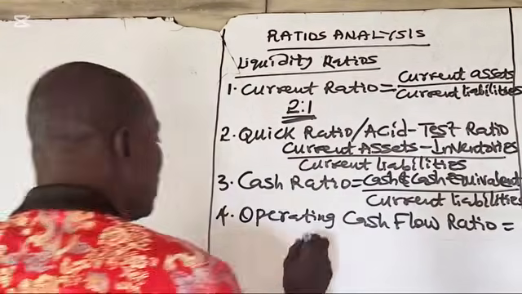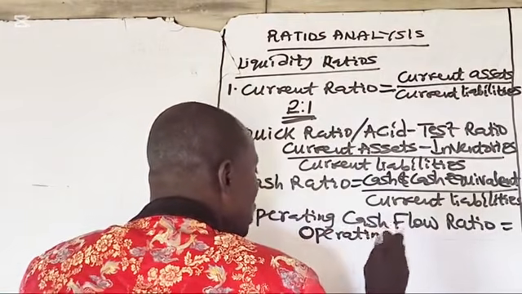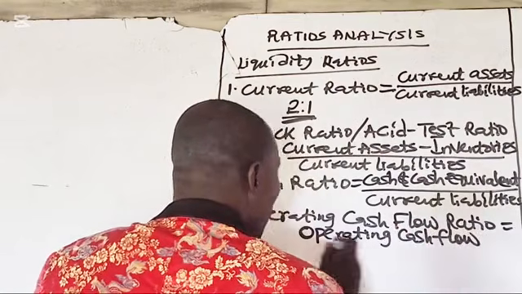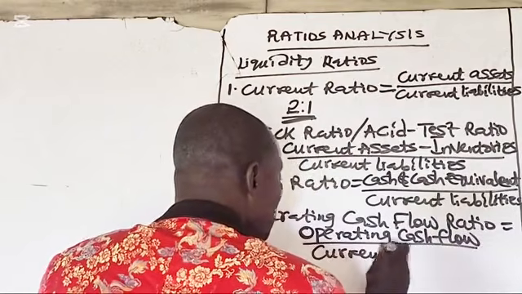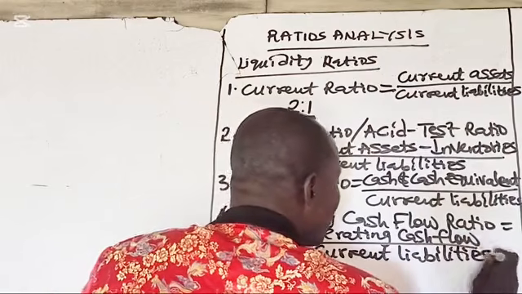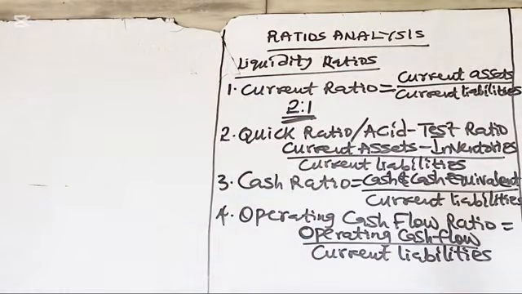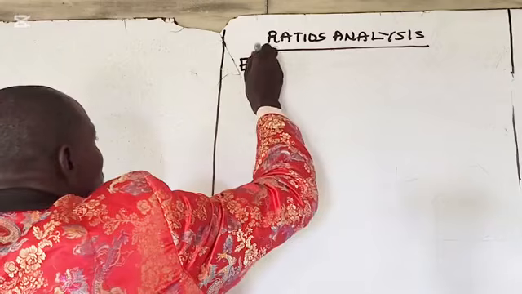So we have that to be operating cash flows over current liabilities. Operating cash flows over current liabilities. Having examined the liquidity ratios, I want to consider the efficiency ratios.